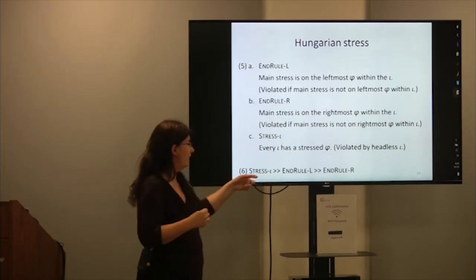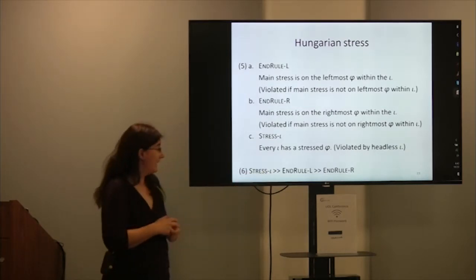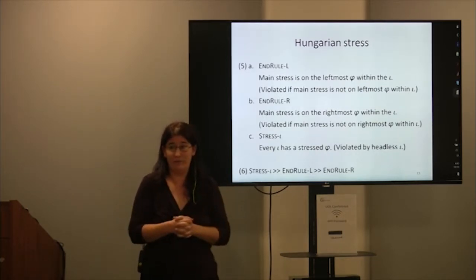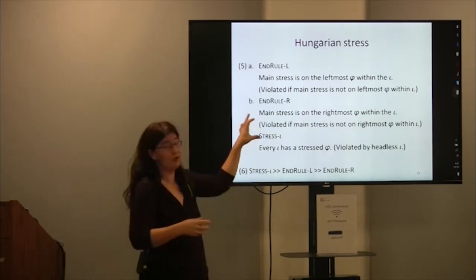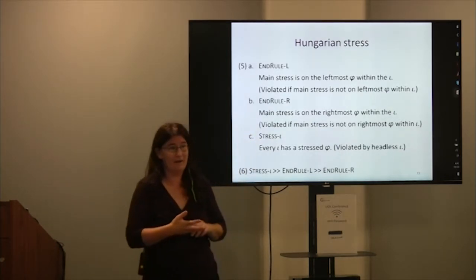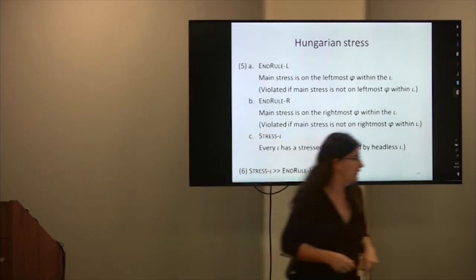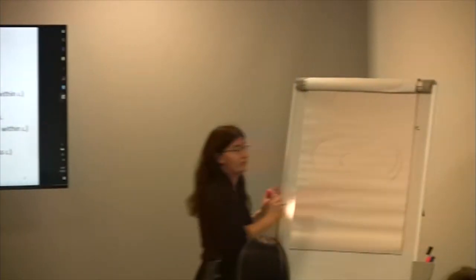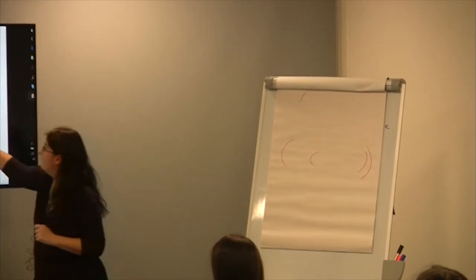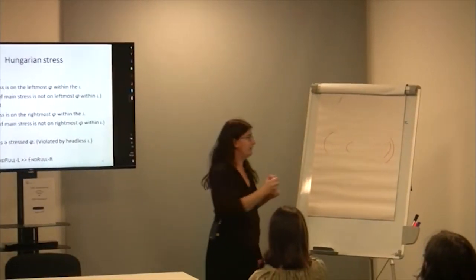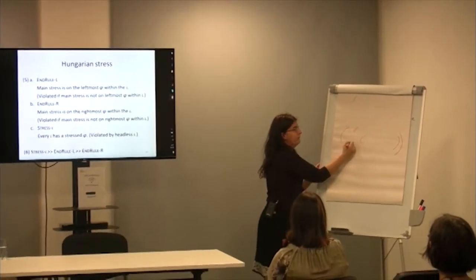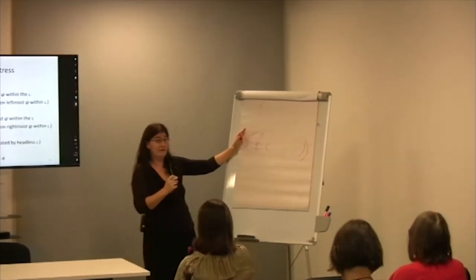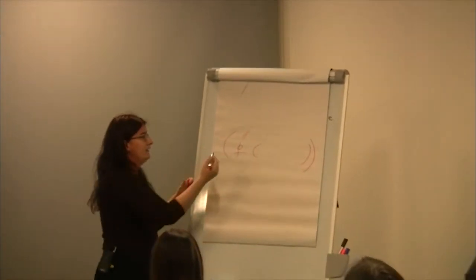But there's a constraint that's ranked higher still, which is that every intonational phrase has to have a head. There has to be a stressed phonological phrase inside every intonational phrase. And in fact, it's a combination of these two that gives you exactly the desired mapping. Maybe I can just draw this very quickly here. If you have a recursive structure, and if you had EndR L being the highest ranked, then your main stress would fall on this phonological phrase here, because that's leftmost within this intonational phrase. Or at least that would be one of the options.